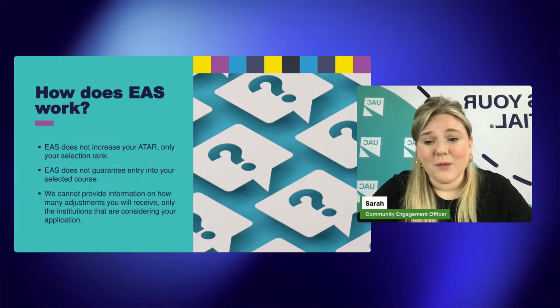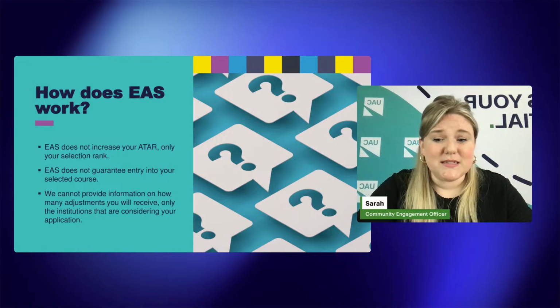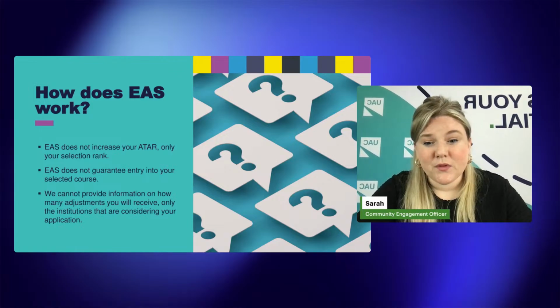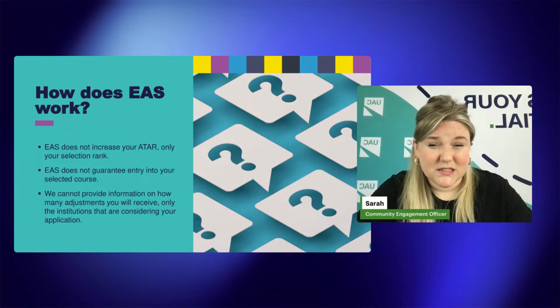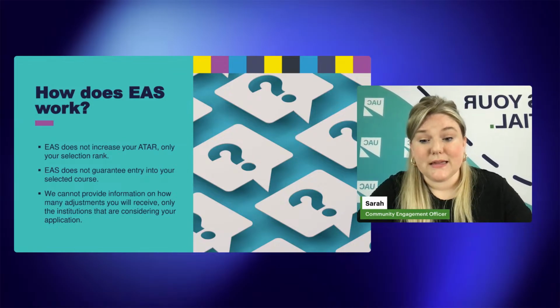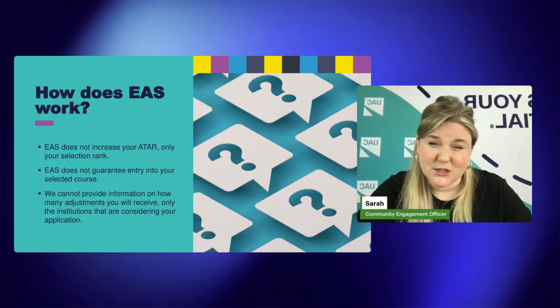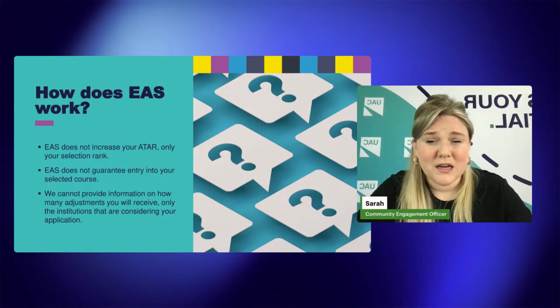At UAC, we can't provide information on how many adjustment factors you will receive. You'll just receive a letter when ATARs come out if you are a school leaver. It's a little bit different if you're not a school leaver, and I'll explain that in a minute. You'll get that letter on the day that ATARs are released, and that will just tell you what institutions are considering your EAS application. You won't get a number of how many adjustment factors, okay?